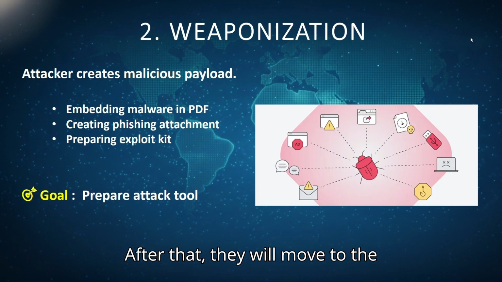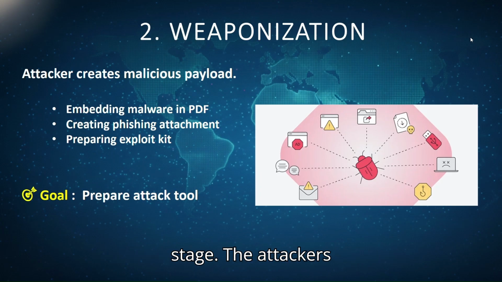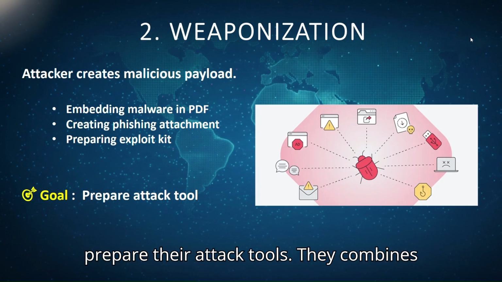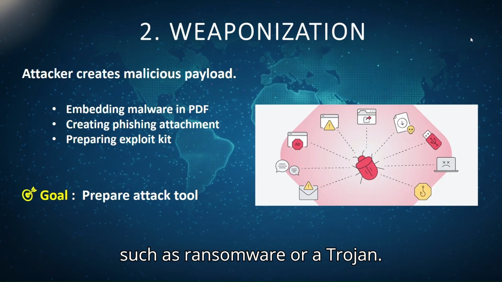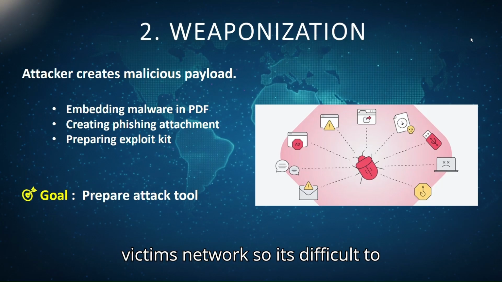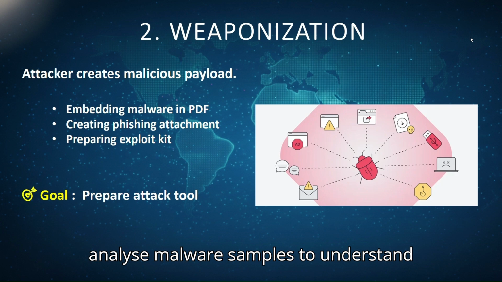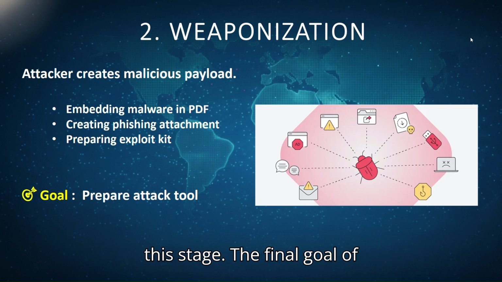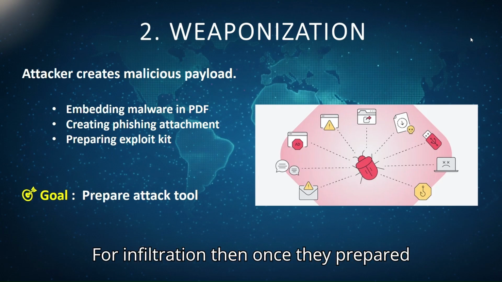After that, they move to the weaponization stage. In the weaponization stage, the attackers prepare their attack tools. They combine an exploit with a malicious payload, such as ransomware or a Trojan. This stage usually happens outside the victim's network, so it's difficult to detect. Threat intelligence teams often analyze malware samples to understand this stage. The final goal of this stage is preparing an attacker tool for infiltration.